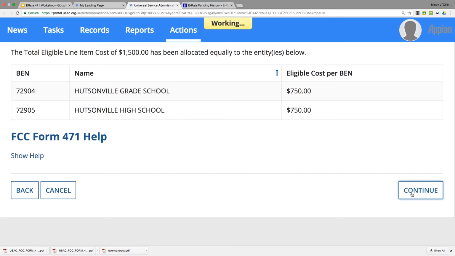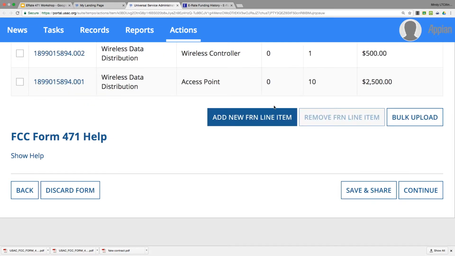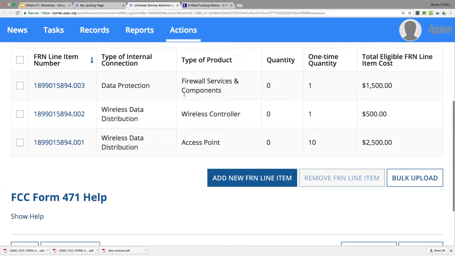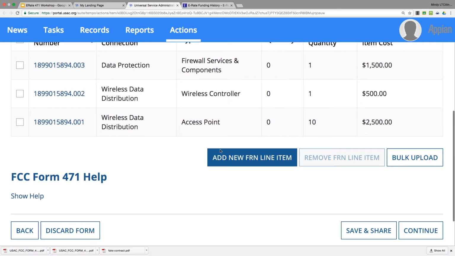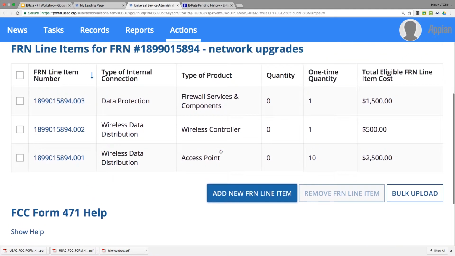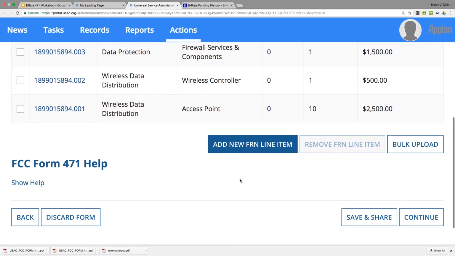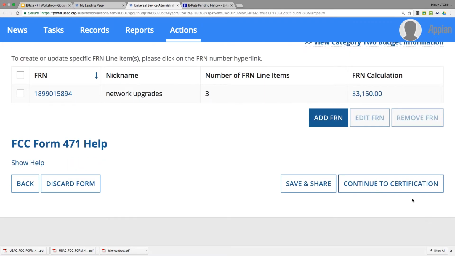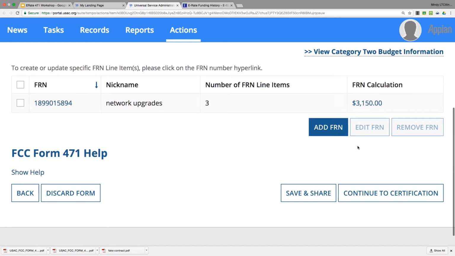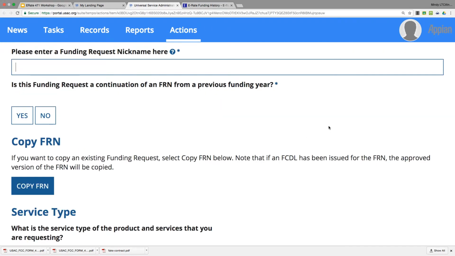And continue. So now I have the firewall services and components, the wireless controllers, and my wireless access points. I am about out of money, so I'm going to say I am done with those line items. So I have 1, 2, 3 here. I'm finished with that, and I'm going to say continue. And then I'm going to add another FRN because in reality, I'm really busy and I don't have time to install all of this stuff.